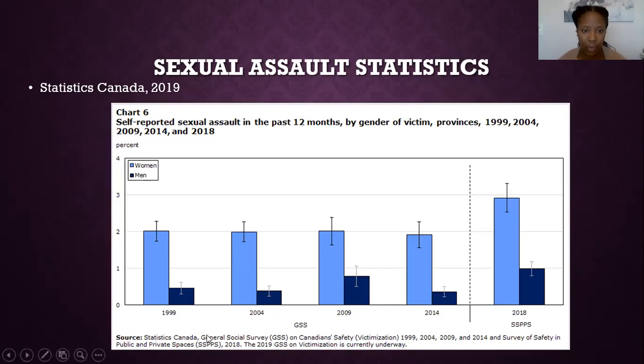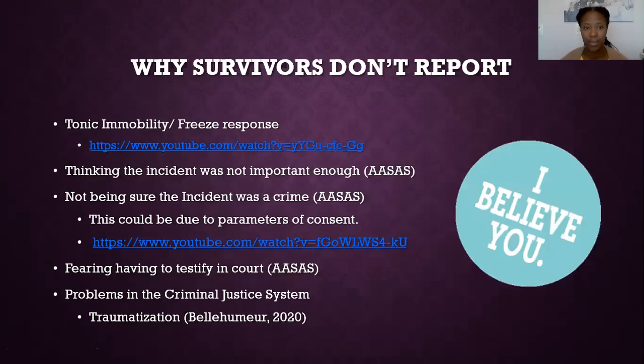So this is a figure I pulled from Statistics Canada's website, and it shows what happens in reporting over the years, in 1999, just within a 12-month period. As we can see here, the light blues are for women, the darker blues for men. Reporting has gone up in 2018, and a very recent article, I believe it's CBC, is saying that reporting has gone up even more this year during this pandemic. So again, it speaks to the importance of this topic.